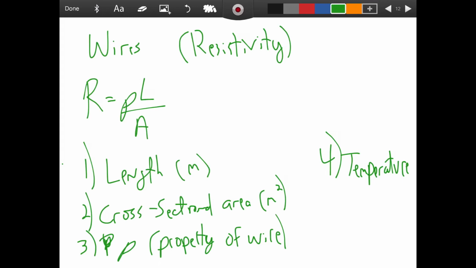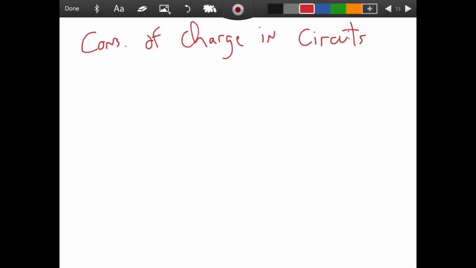So if we want to have a low R, we want a really short wire, a really thick wire, a high cross-sectional area. We want it to be silver, but that's really expensive, and we want it to be very cold. All right, so there is conservation of charge in circuits, and we have these points called junctions.